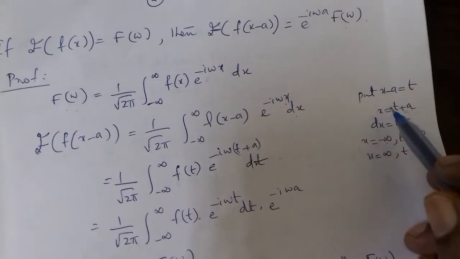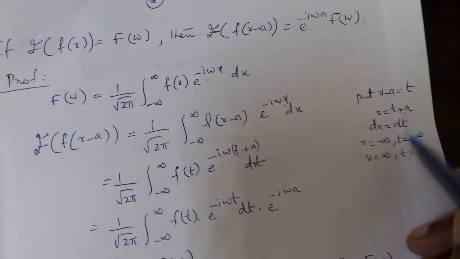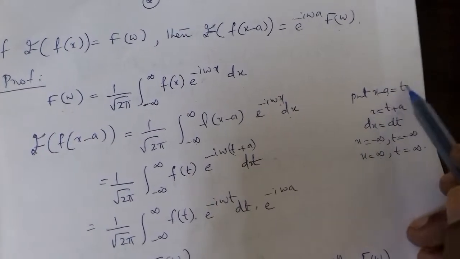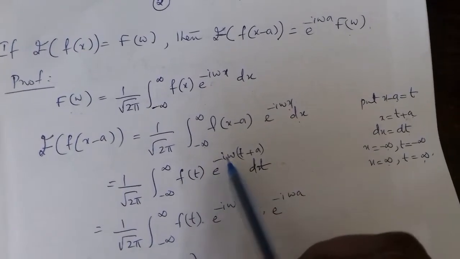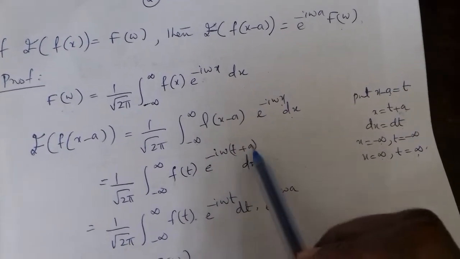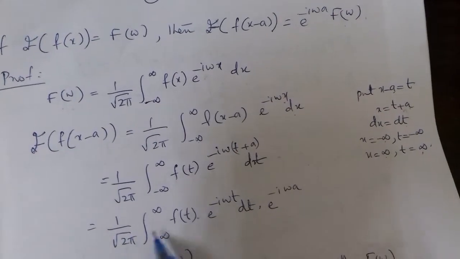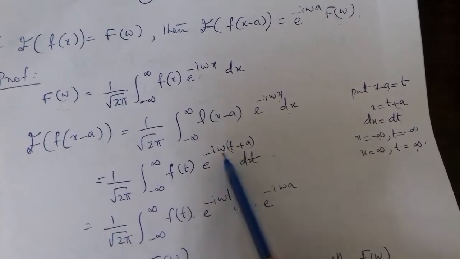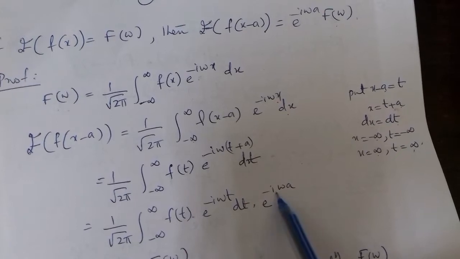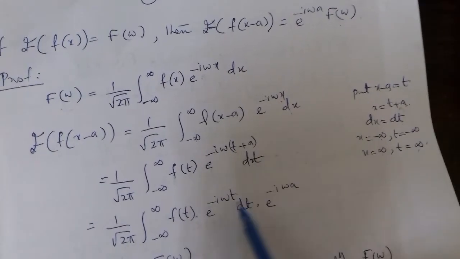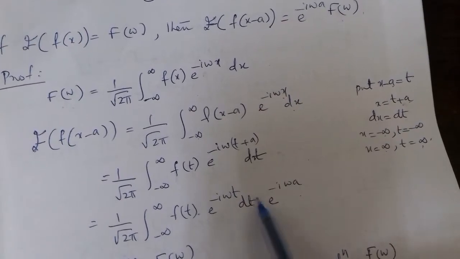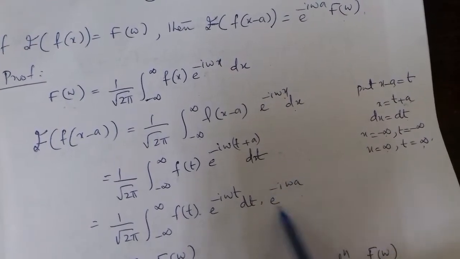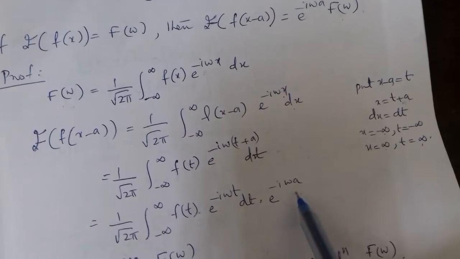When x is minus infinity, subtracting a still gives minus infinity, and plus infinity minus a is still plus infinity. So integral minus infinity to infinity f of t e raised to minus i omega into t plus a dt. That means f of t into e raised to minus i omega t into e raised to minus i omega a, since a raised to m plus n is a raised to m into a raised to n. So here we have to integrate with respect to t. This has no t, it is independent of t, so we can take it out.